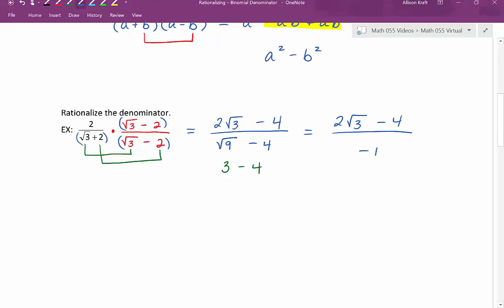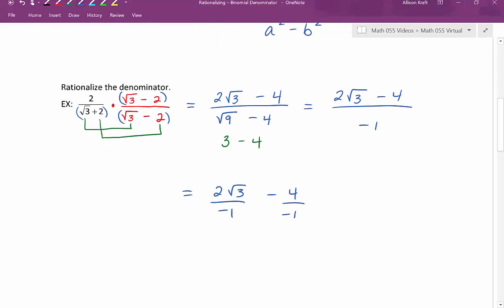And we want to simplify this. Anything divided by negative 1 is the opposite. If you're more comfortable, you can break it up into two separate fractions and then simplify. We're going to get negative 2 square root of 3 plus 4.